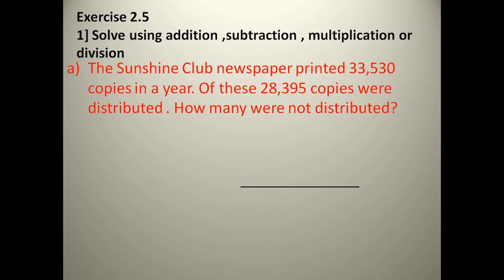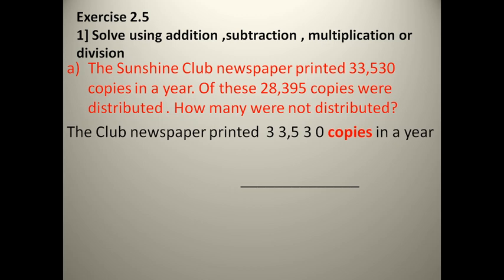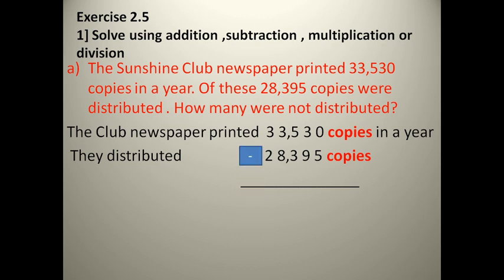So what we will do, we read the problem. Next, we take the important information. The important information means our statement. Here, the club newspaper printed 33,530 copies in a whole year. How many were distributed? They distributed only 28,395 copies. So I read the problem and find the information. Now I should decide what I will do. Here, I will subtract. Last, I will solve.